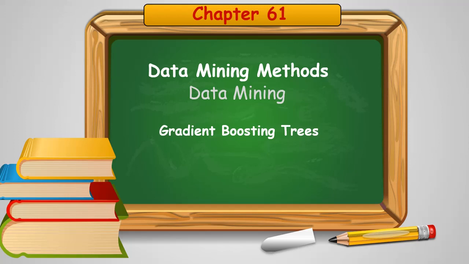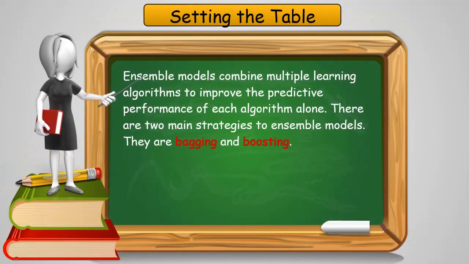In this chapter we're going to look at yet another method of a decision tree, and this is called gradient boosting trees. So let's review here. Ensemble models combine multiple learning algorithms to improve the prediction performance versus each algorithm alone. And there are two main strategies we reviewed earlier in the introduction to this class. Those two strategies are bagging and boosting.